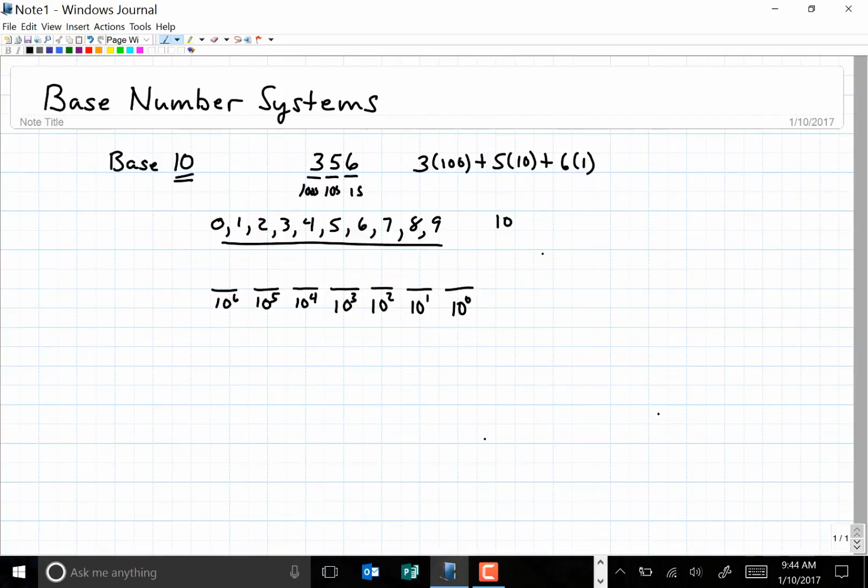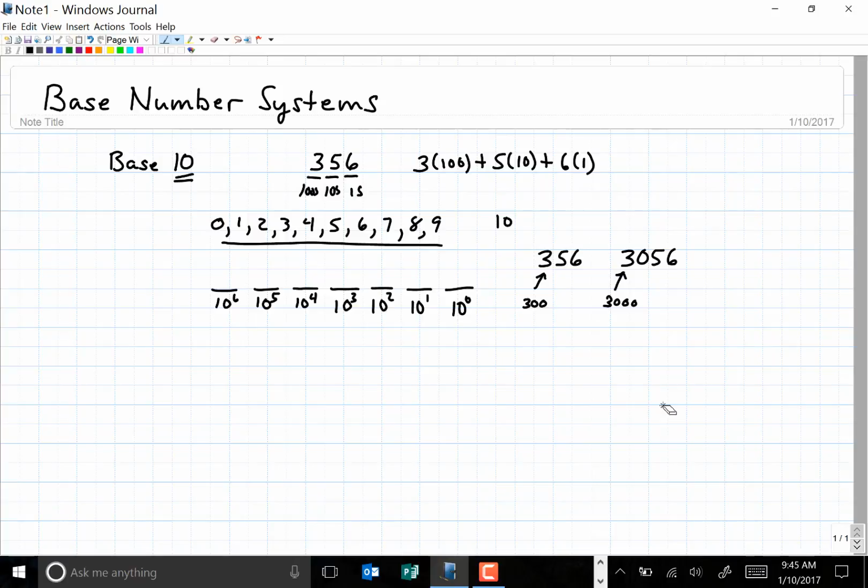So anytime I write a number, I know the value of the digit by its place in the number. This is why we can tell the difference between 356 and 3056. Because in this number, the 3 is in the thousands place, we know that it's really worth 3,000. Whereas in this number, since it's in the hundreds place, it's only worth 300. So this is how base number systems work.